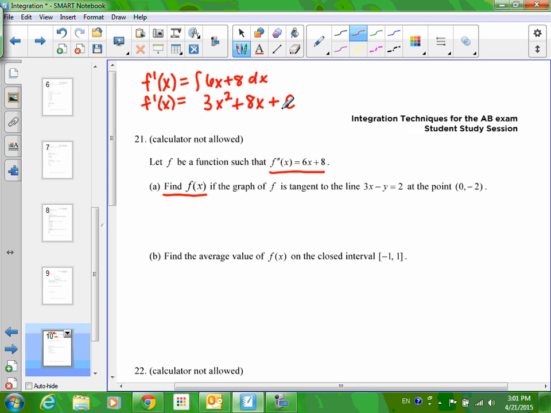How are we going to find c? Because we have to find c before I integrate my second time. Like right now, all I have is the first derivative. So they're giving us x. That's nice. They're giving us y. But are they giving us the first derivative? Are they giving us what f prime equals? What does this mean right here?